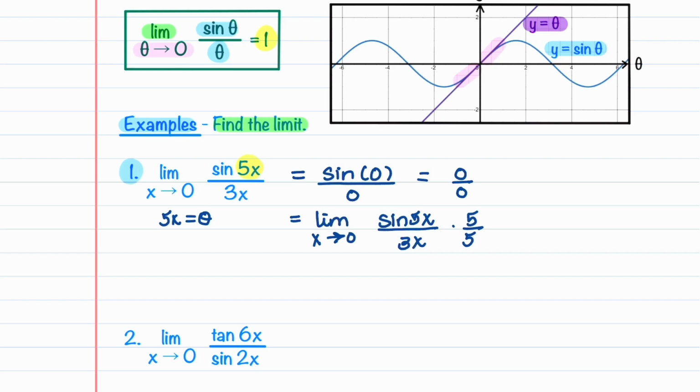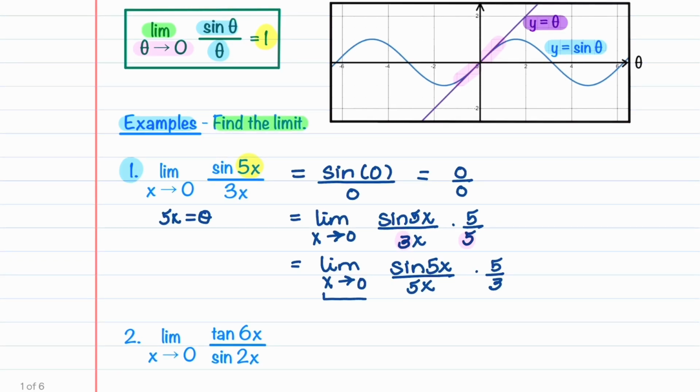because we can't change the problem, we can't just divide by 5. Now what we're going to do is shift this 3 and this 5. And we're just going to rewrite this as the limit as x goes to 0 of sine 5x all divided by 5x times 5 over 3. We now know that this limit is equal to 1 because it's just like sine theta over theta. So we have 1 times 5 over 3, so we get an answer of 5 over 3. And that's what our limit is equal to.